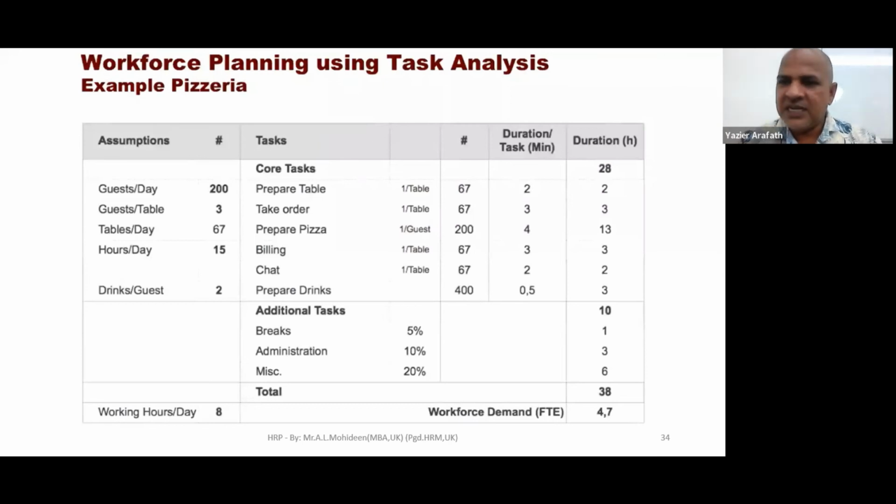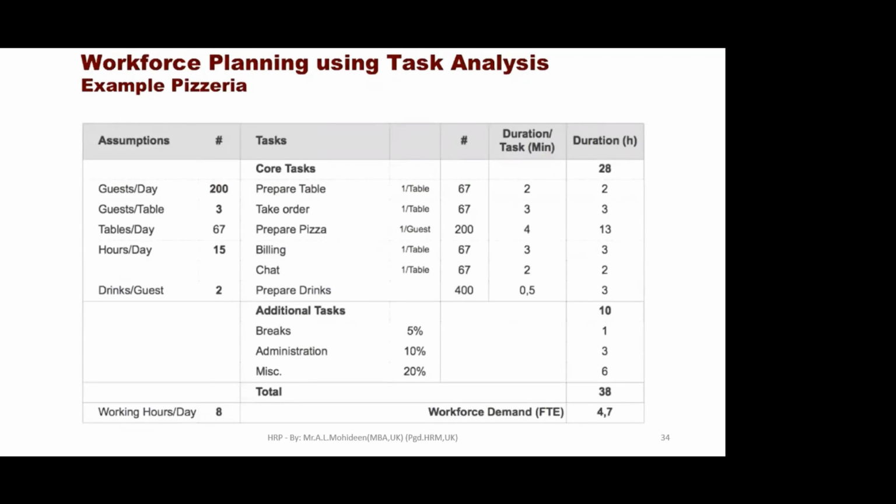For the pizza, when you make a pizza, what will we do? There are certain activities to be done. There will be certain customers in one day at Pizza Hut. For example, per day we have 200 customers. Three customers will use one table. So for 200 customers, how many tables do we need?